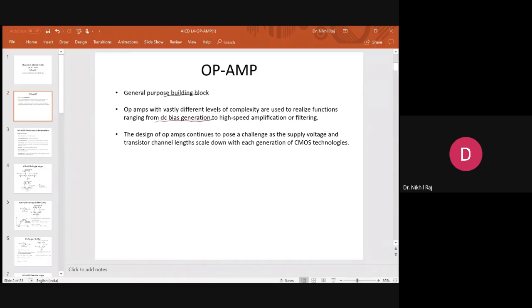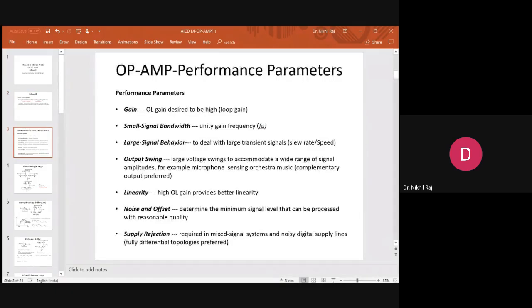It can be used from DC bias for the high speed or filtering, or different applications. Since OPAMP is a general building block, we have to choose topology according to the application, and its power requirement is also very important when we are dealing with low power technologies. Its performance parameters we have covered. Basically the performance parameters were gain, signal bandwidth, large signal behavior, the slew rate, the swing, linearity, noise, and supply rejection.